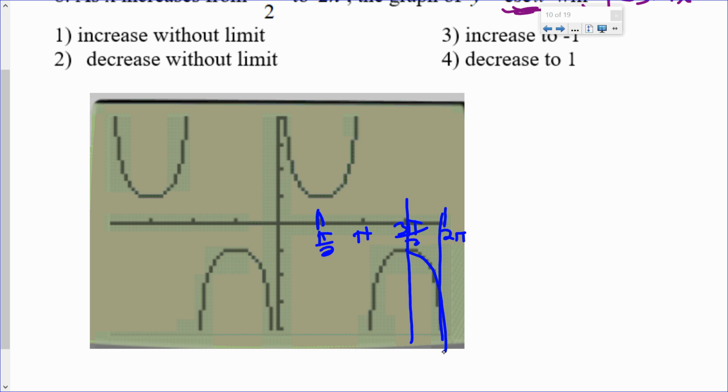Well, it's decreasing. Is it decreasing without limit, or is it decreasing to 1? It's going way past 1. It's going down and down and down and down forever. Choice 2 is your answer.